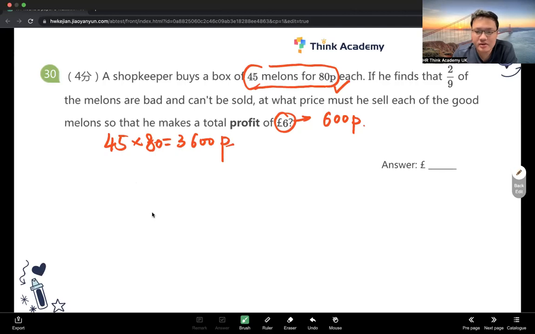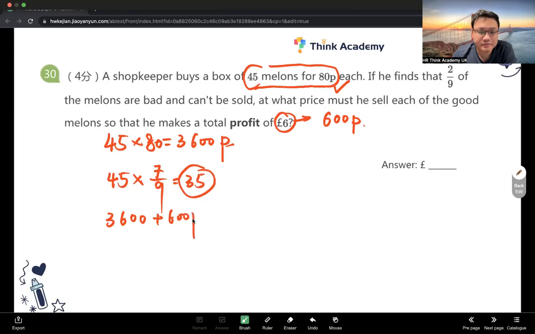Good. And now, can anyone tell me, how many good melons is he going to sell? You have to use 45 times 7 ninths. That will be 35 melons. And he wants to make a total profit of 600p. That means that the 35 melons have to be sold for 3,600 plus 600p, which is 4,200p.